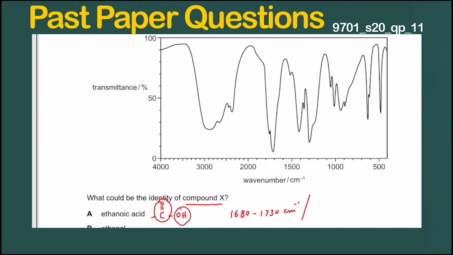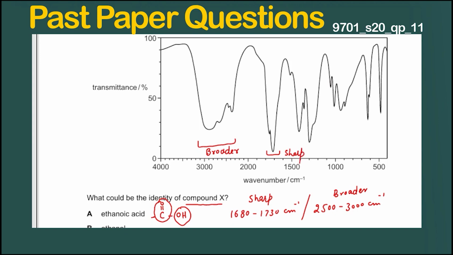And on the other hand, we have OH group. OH group will form a broader peak like this, that is having a value around 2500 to 3000 per centimeter. So it will form a broader peak for OH, and on the other hand the carbonyl group will form a sharp peak like this. This is sharp peak, this is broader peak.